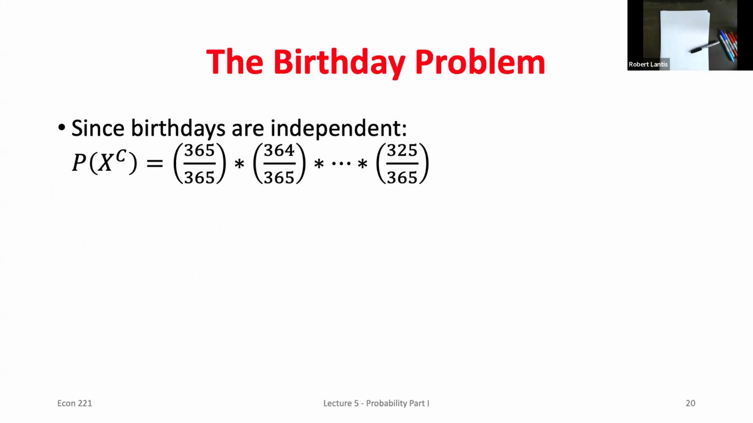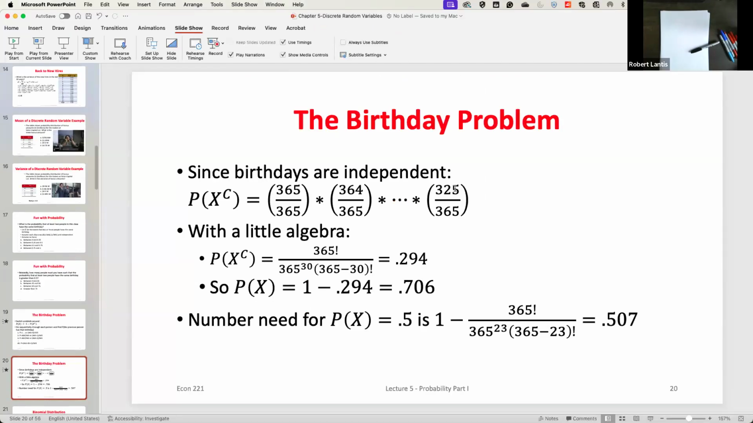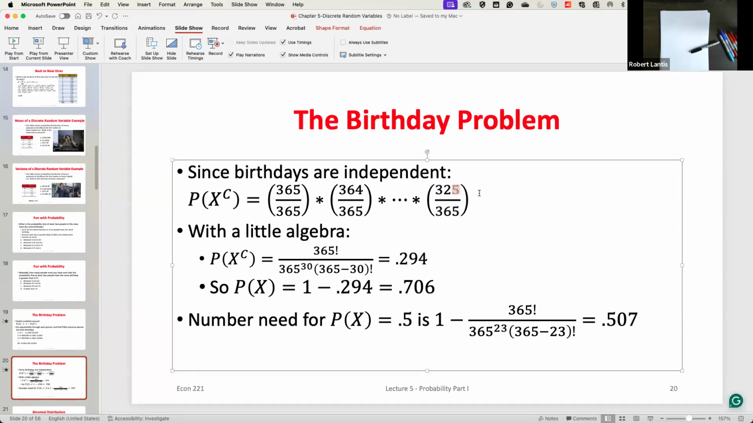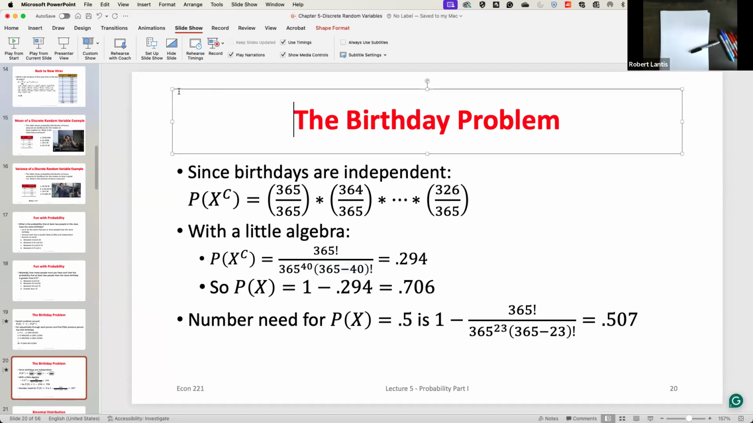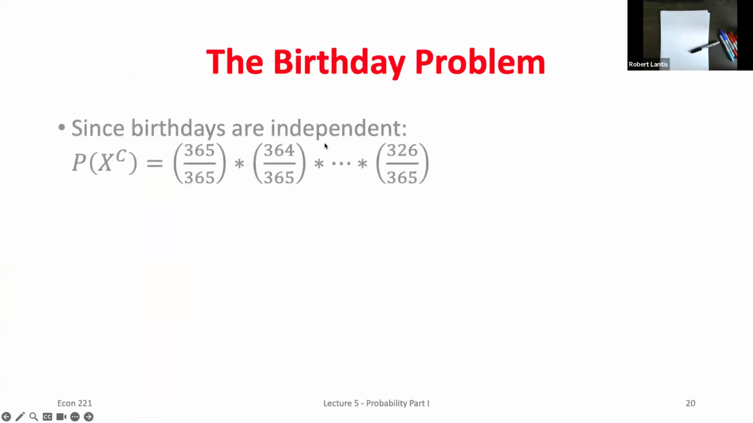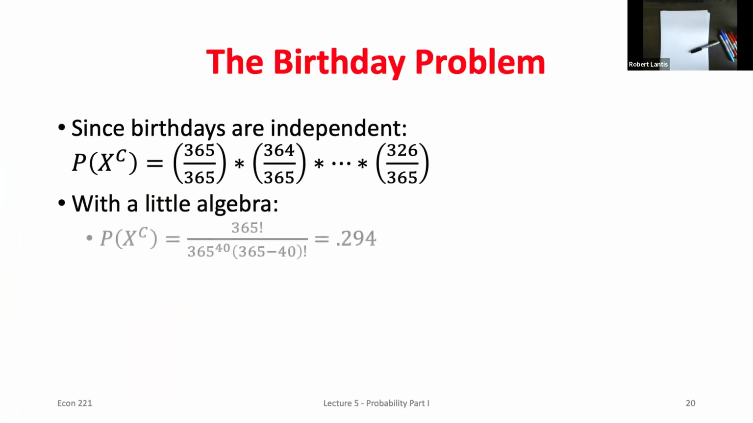Actually, I think there's a small error, I was typing this out. This technically should be 326, I believe, and here I changed it to 30. We'll play around with this. I think this is for 40 people, but we'll see. Sorry about that. I think I switched it up for different class sizes. So here I could find the probability that nobody has the same birthday.